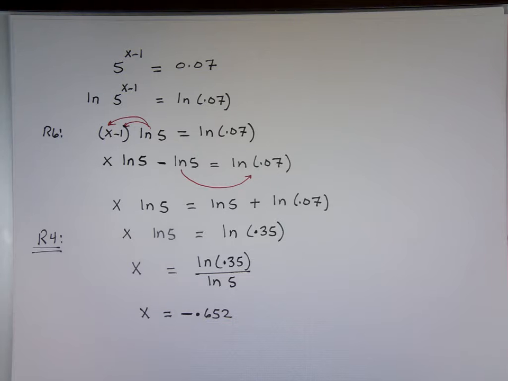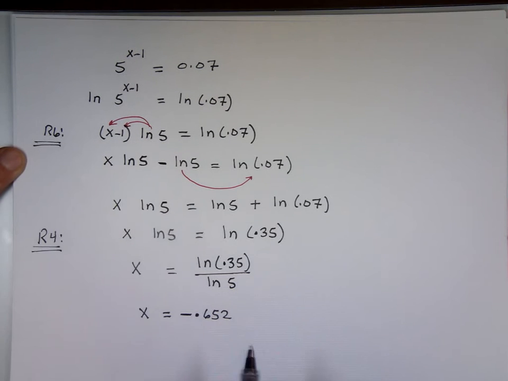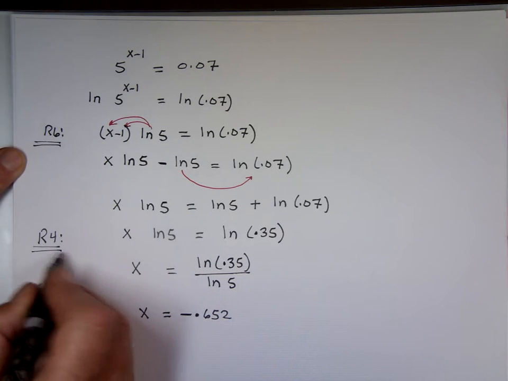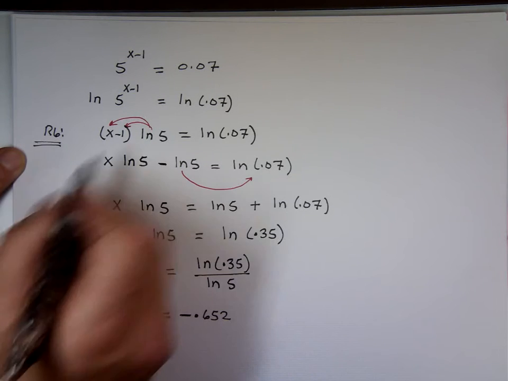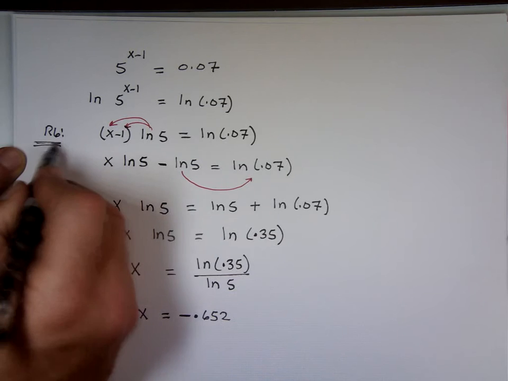That's why I like to write the rules next to each one. Which rule did I use here? So when you're looking at that, it says where that number came from, rule 4. How come this one moved to the front? That was rule 6, the exponent.